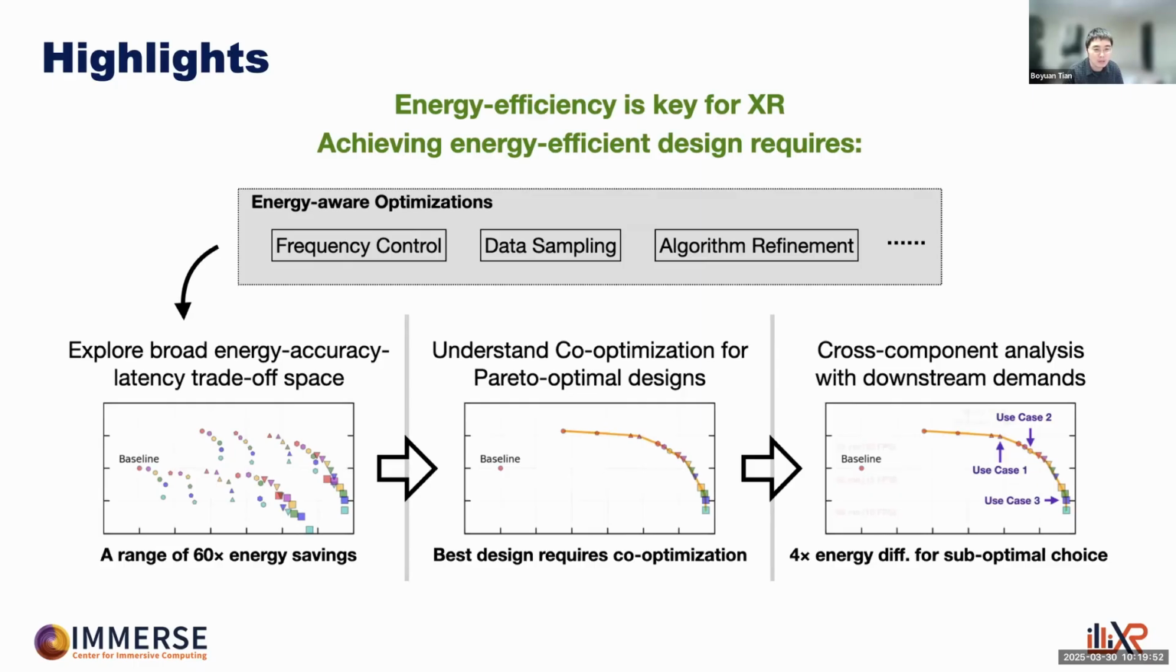Among all the design candidates, only a small subset form a Pareto optimal curve that outperform other designs in terms of energy savings, latency reductions, or accuracy losses. As downstream data consumers have varying accuracy and latency requirements, optimal designs are distributed along the Pareto optimal curve. Without exploiting this disparity, a suboptimal choice could lead to up to a 4x energy difference.